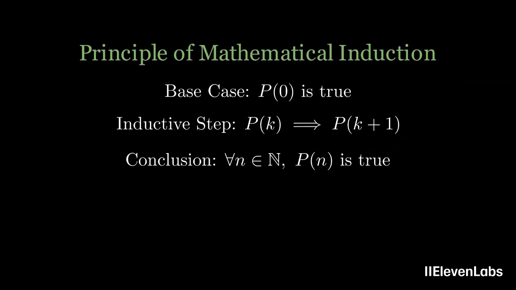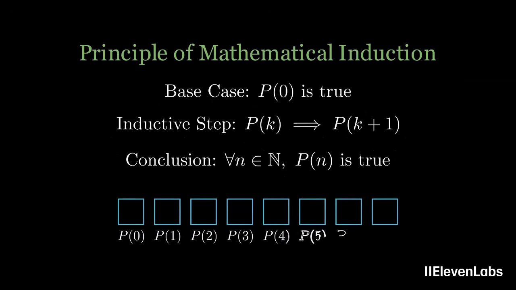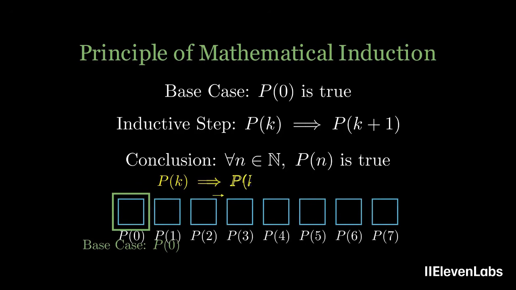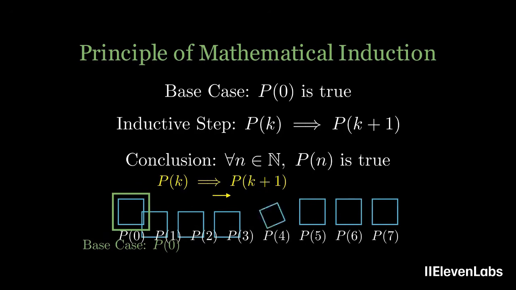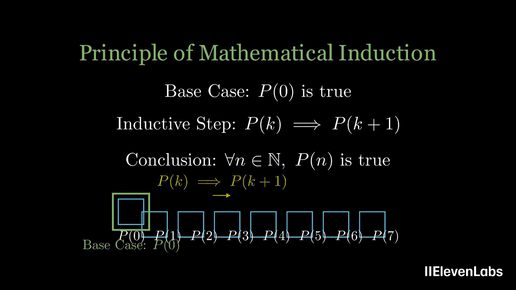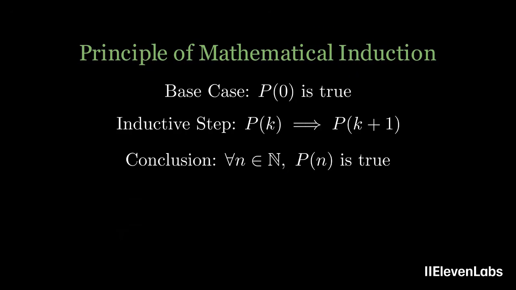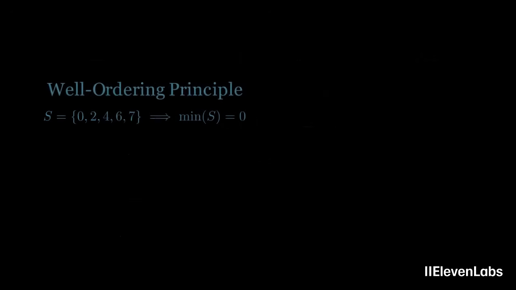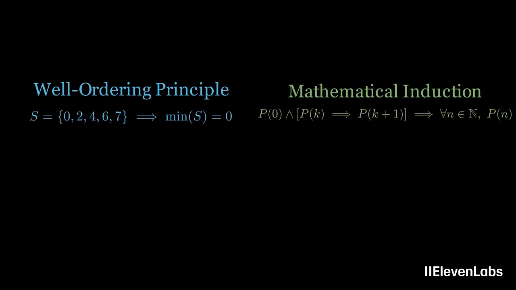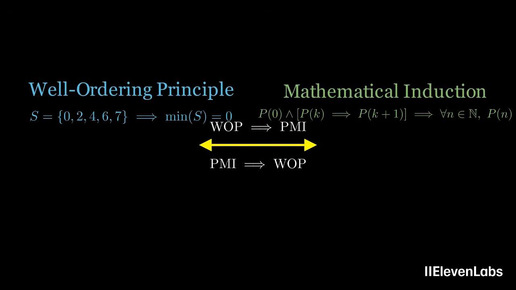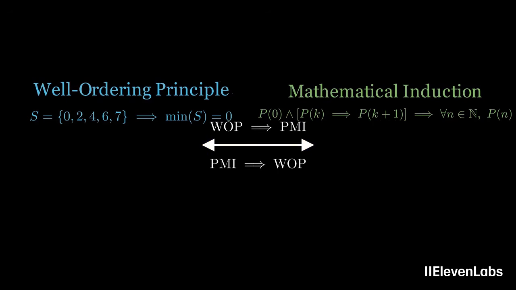other element x. Whereas PMI says that if a proposition holds true at n equals 0, and the truth of the proposition at n equals k implies the truth at n equals k plus 1, then the proposition holds true for all natural numbers n. We shall establish the logical equivalence of these two principles. This means the fifth axiom of Peano is equivalent to the well-ordering principle of natural numbers.